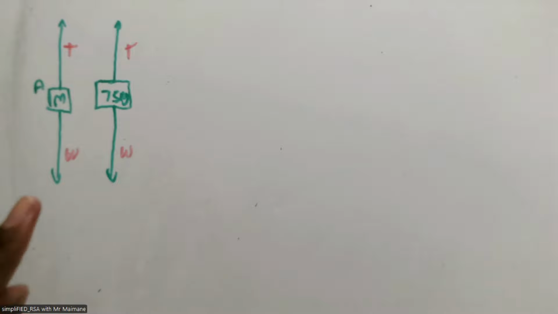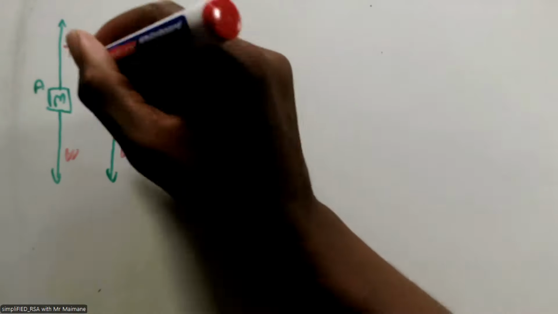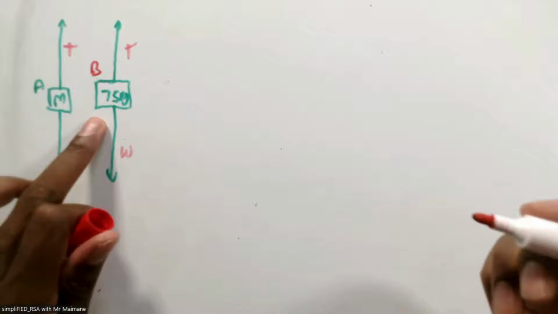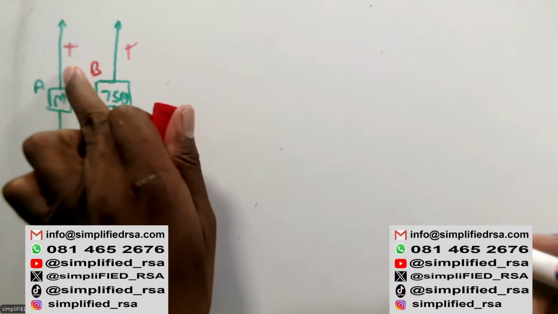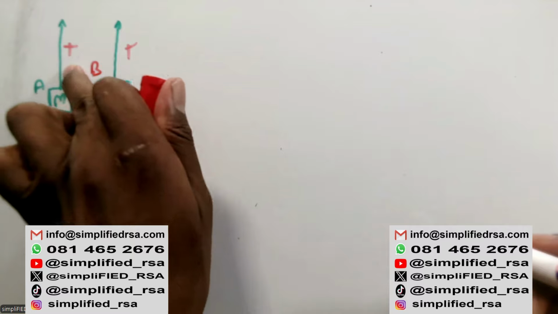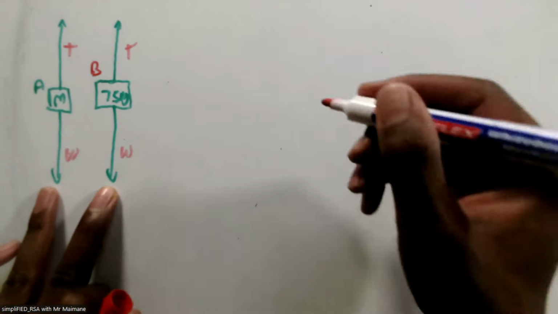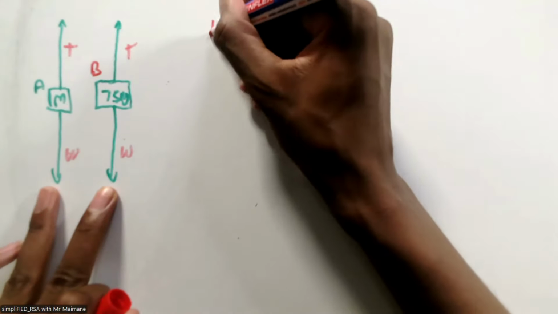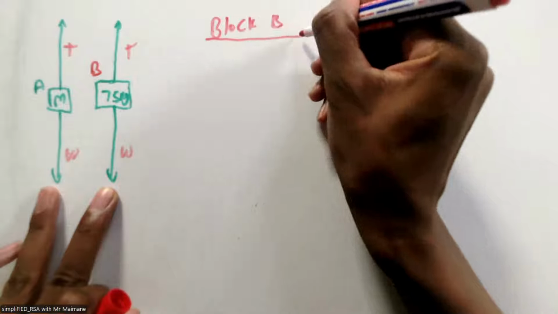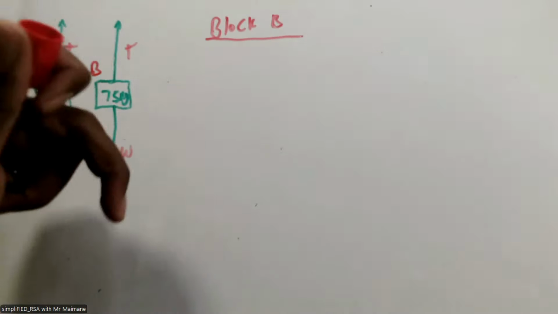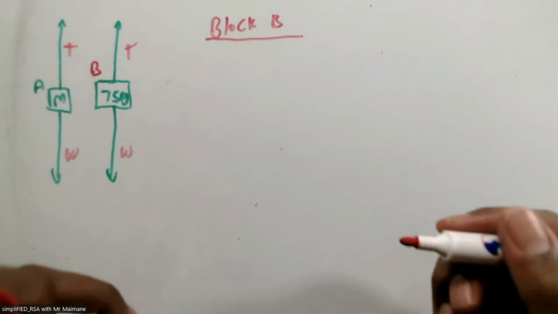Now, in this case, if I can calculate the tension of block B, I know that the very same tension is going to be the same tension force for block A, you see. And then that's going to help me to get the acceleration. So I will say that for block B, I'm still choosing downwards to be positive in this case.